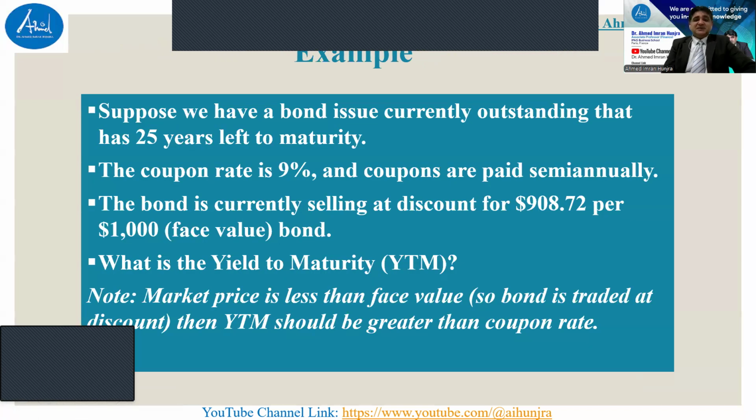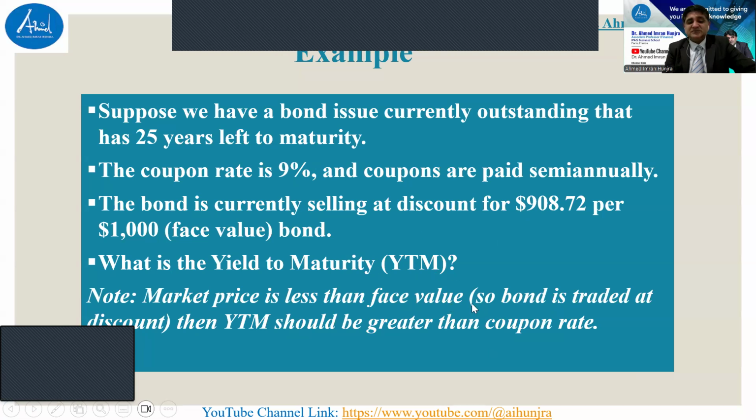Later we have another example, related to what we already discussed in class. Suppose we have a bond currently outstanding, its life is 25 years and coupon payments are 9%, but these payments are made semi-annually. The bond is currently selling at a discount. Market price is 908.72 and its face value is 1000. So we need to find YTM.